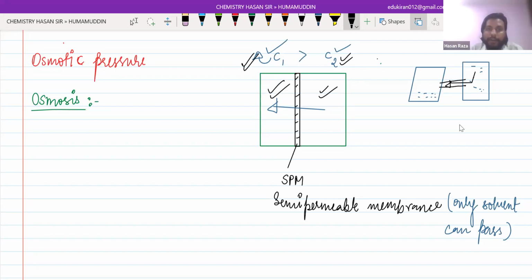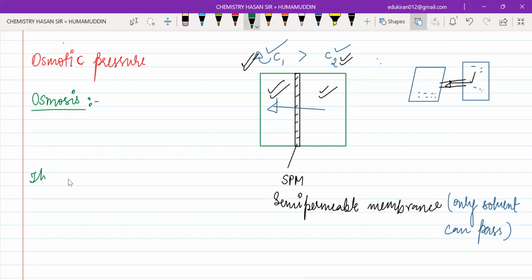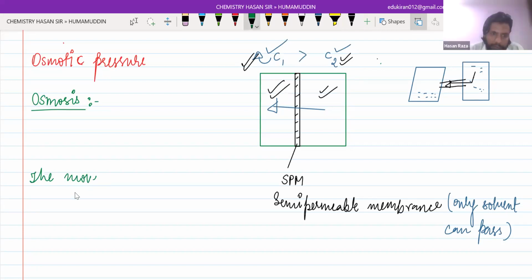So I'm going to define it. Is that clear, both of you, Austin and Humamuddin? Yes, sir. Okay, just write the definition.